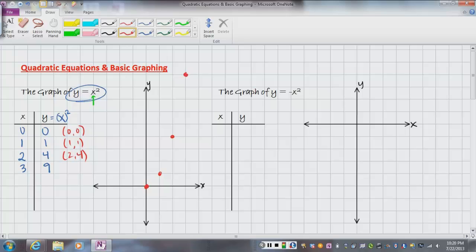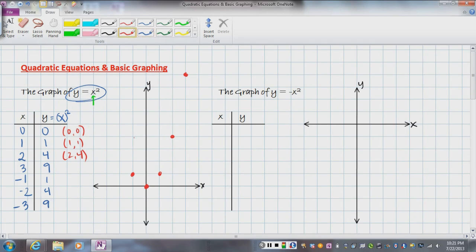Now if you look at this, you'll notice that this is not a linear equation. In other words, when I graph this, this is not forming a straight line. So we're going to do a little more investigating. We're going to see what happens when x is negative. Let's see, x is negative 1. I square that to find y. Y is also going to be a positive 1. When x is negative 2, I square that to find y. Y is positive 4. When x is negative 3, y is positive 9.